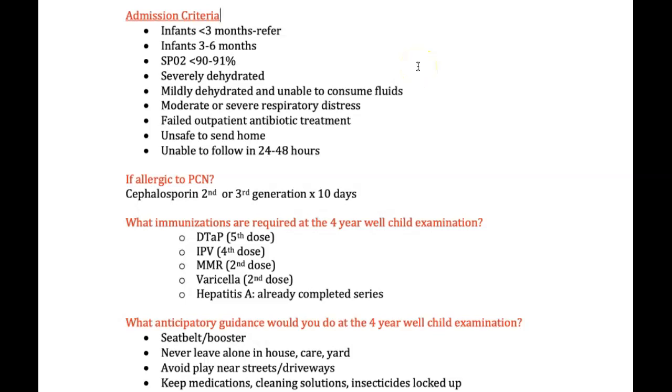The child is severely dehydrated, mildly dehydrated, and unable to consume fluids in order to help prevent further dehydration. Moderate or severe respiratory distress, and we mentioned above all the things that we'd be looking for to determine respiratory distress. If the child failed outpatient antibiotic treatment, if you felt like it was unsafe to send them home, if you didn't think the parents would be able to, or just, transportation wise, or they're just not reliable enough to bring the child back for follow-up, if you don't trust that they'll come back for reevaluation, those would be admission criteria.